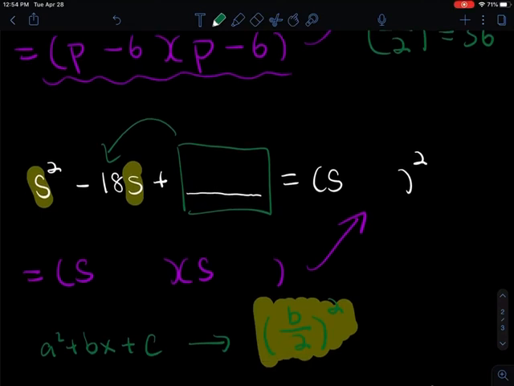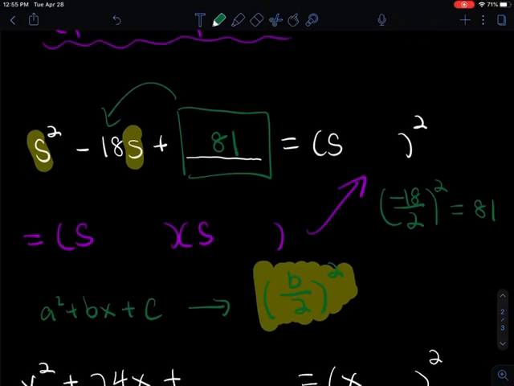So in this case, our b value is negative 18. Divide by 2 and square it. Negative 18 divided by 2 is negative 9. Squared is positive 81. So we want to add 81 in this case. Okay, and then let's see how we can factor it. Well, we want two numbers that add up to negative 18 and multiply to 81. In this case, it will be s minus 9 and s minus 9. So then we can write this as s minus 9 squared, which is what we want and what we mean by complete the square.